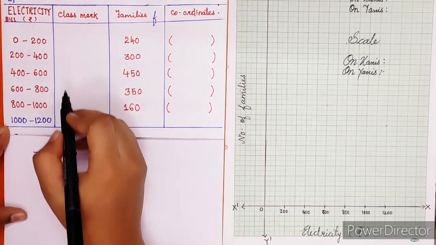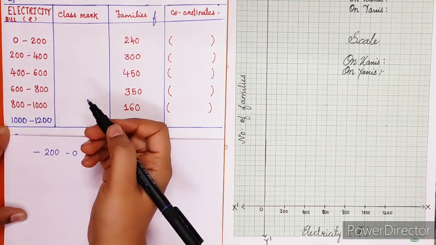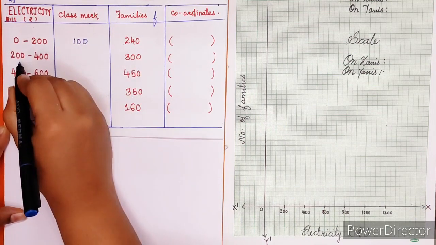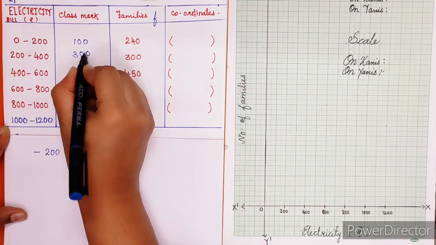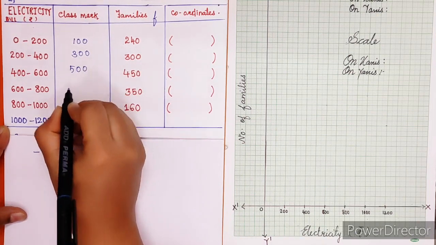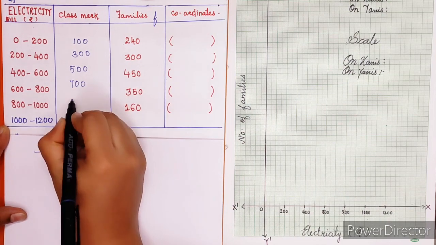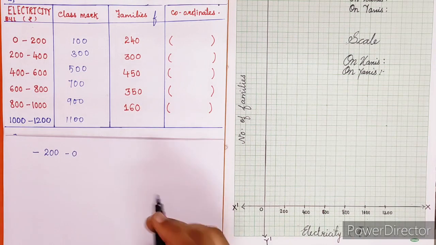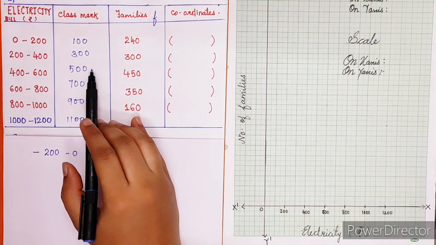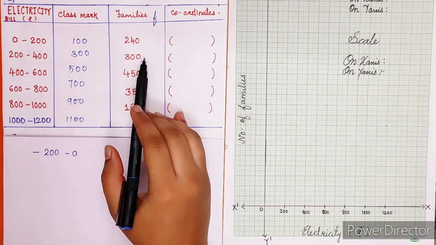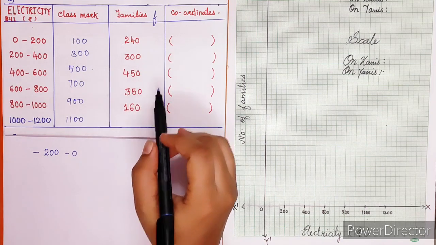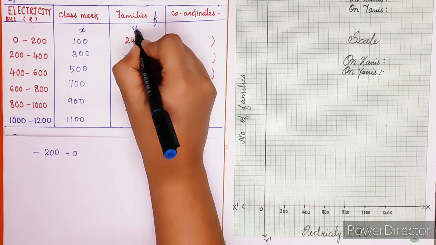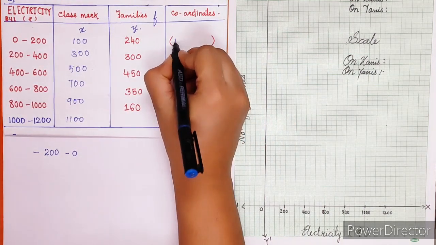Okay. Now let's start writing the class marks. You know what a class mark is. For 0 to 200, the class mark will be 100. Here the class mark will be 300, 500, 700, 900 and 1100. So we got the class marks which will be plotted on the x-axis. We already have the frequency which is plotted on the y-axis. So this is the x coordinate and this is the y coordinate. We'll write the coordinates together.